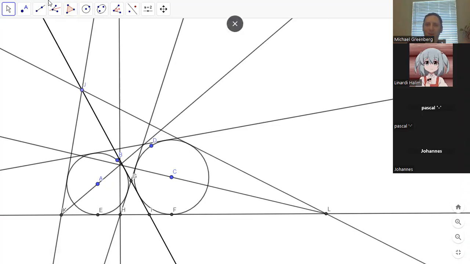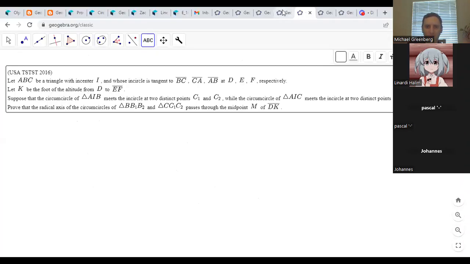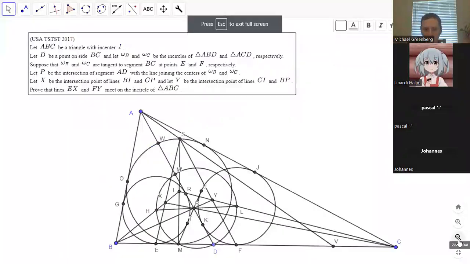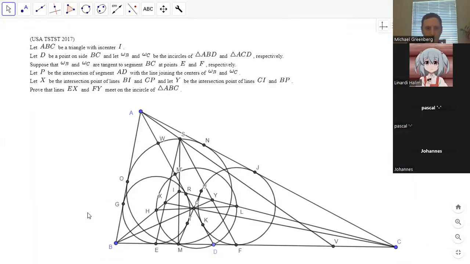Interesting. Okay, so that proves that these two, BH and CL, intersect on this perpendicular. And then that would be the incenter. Okay. So, does that also prove that this is cyclic?